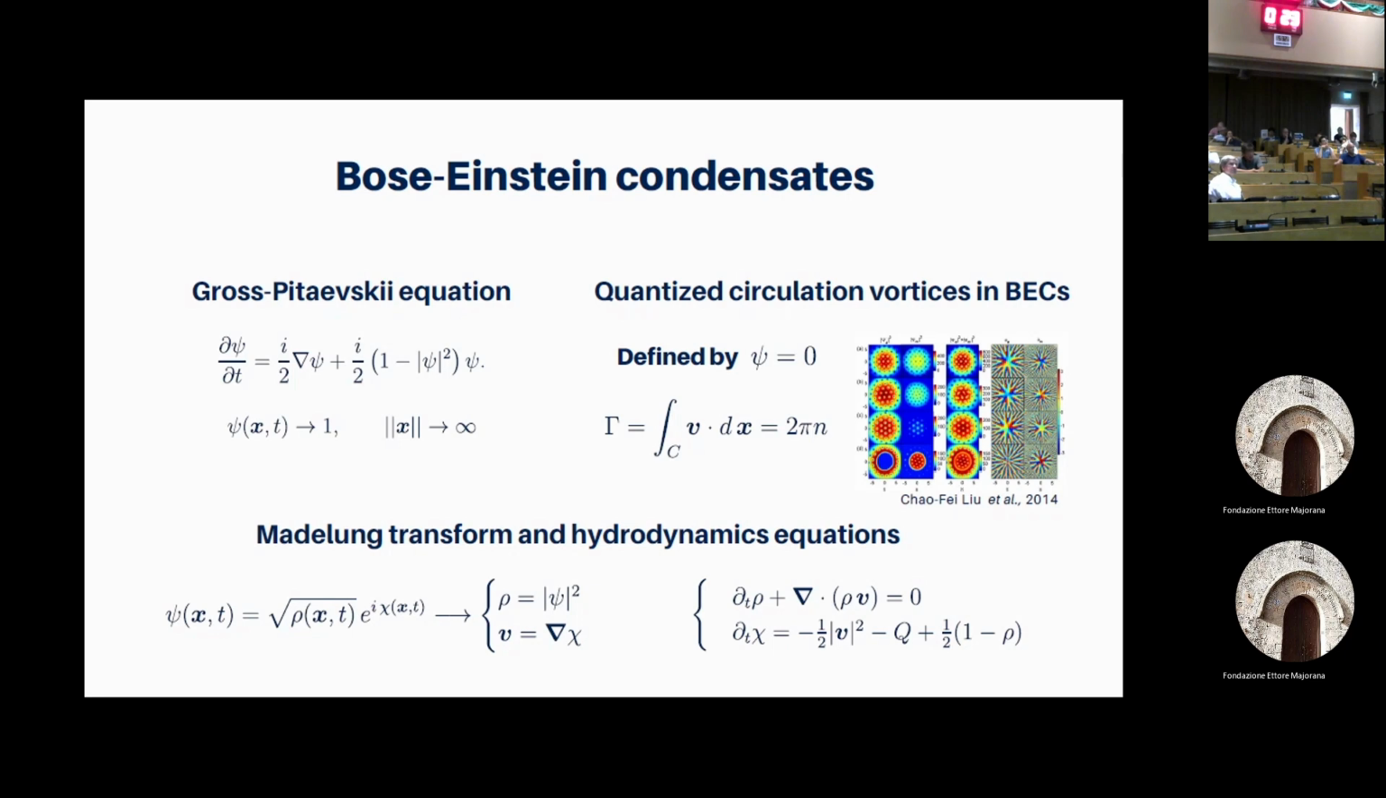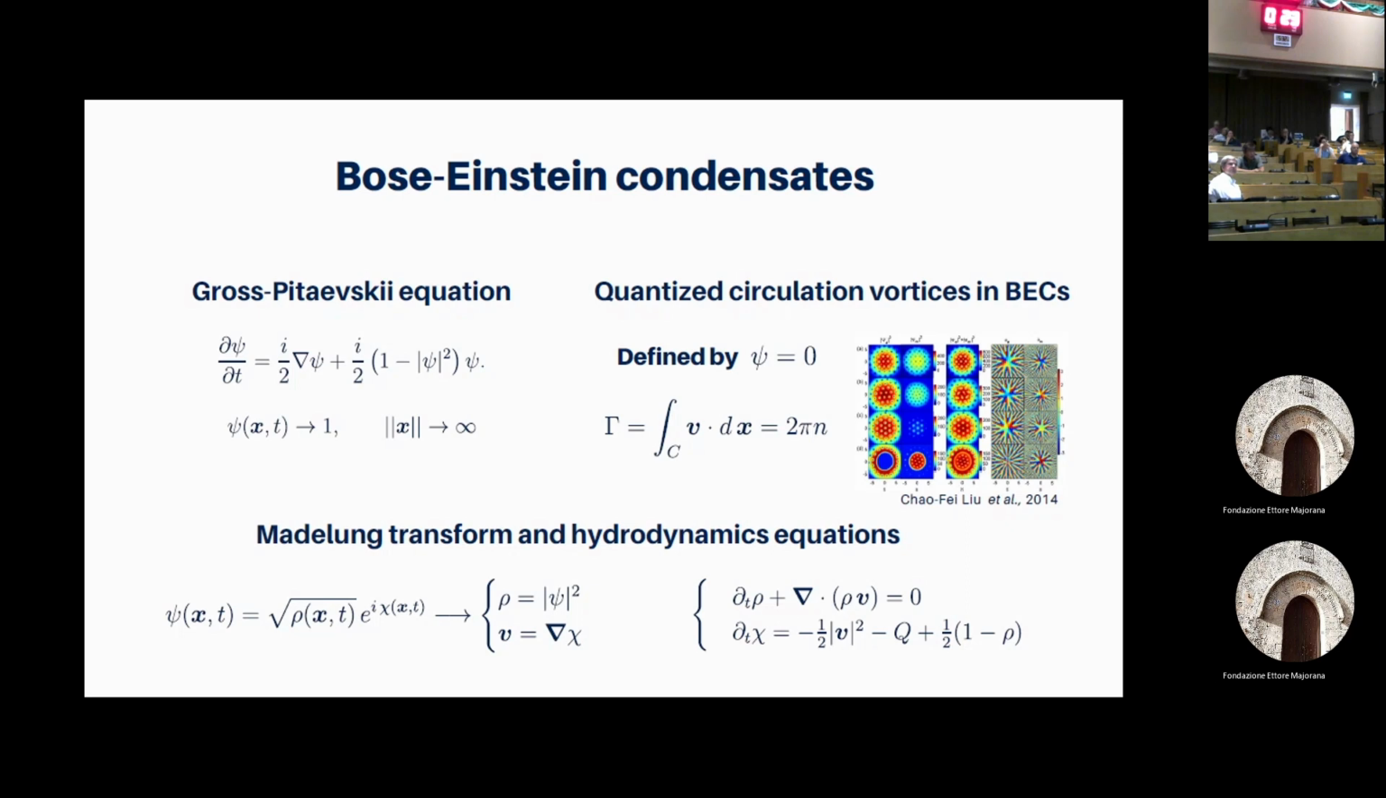Of course, we have vortices with quantized circulation. Vortices in Bose-Einstein condensates are zeros of the order parameter. So they are places where the phase is multivalued. And for us, multivaluedness means that on the vortex, the phase can assume all the possible values.